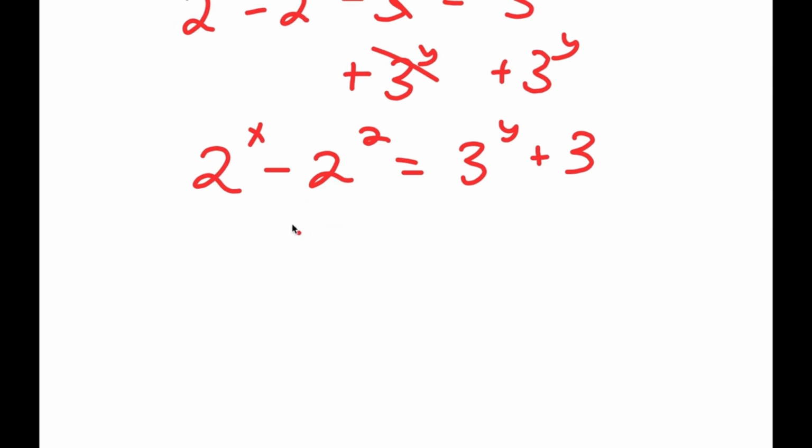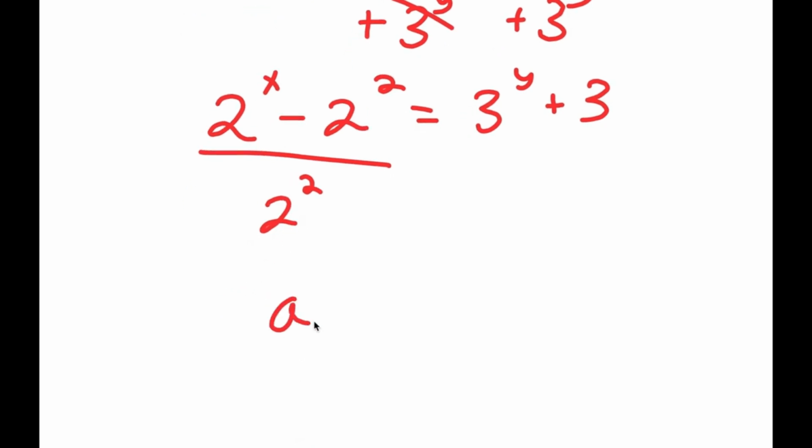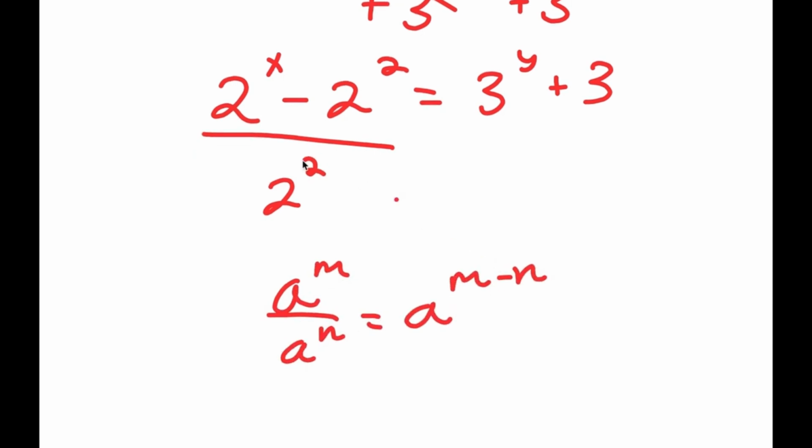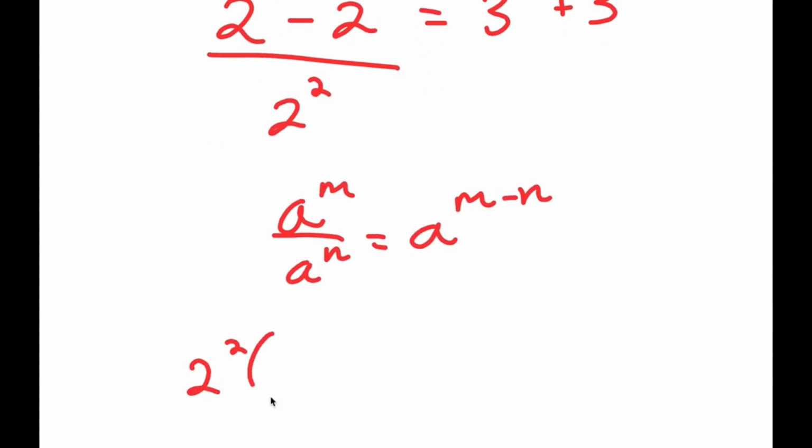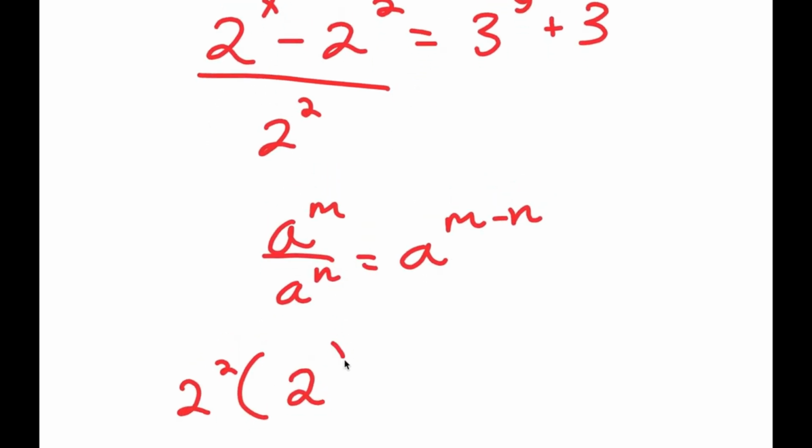Now, for my left-hand side, I'm going to factor out 2 squared. So, actually, instead, I should say I'm going to divide by 2 squared. So, 2 to the power of x divided by 2 squared is equal to, well, if I have something in the form a to the power of m over a to the power of n, this is equal to a to the power of m minus n. So that's the same thing as 2 to the power of x minus 2, and then I have this minus 2 squared divided by 2 squared is 1.